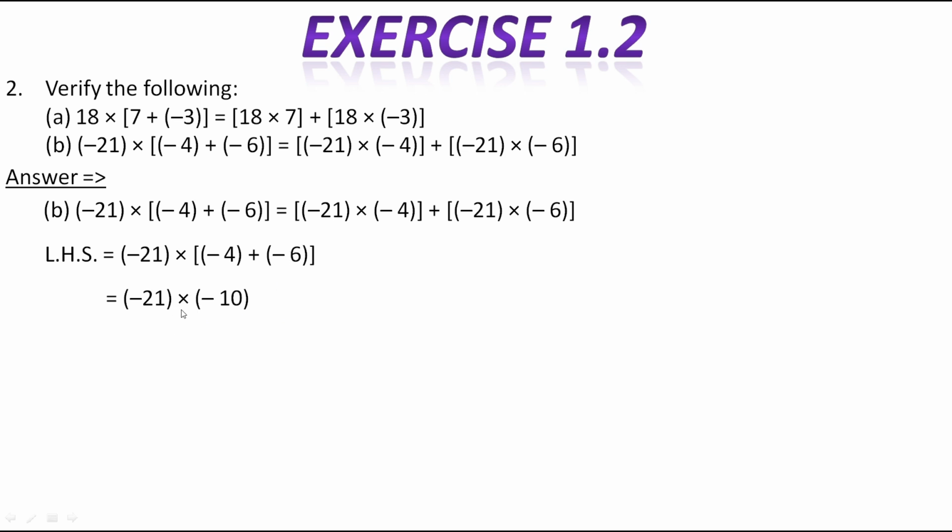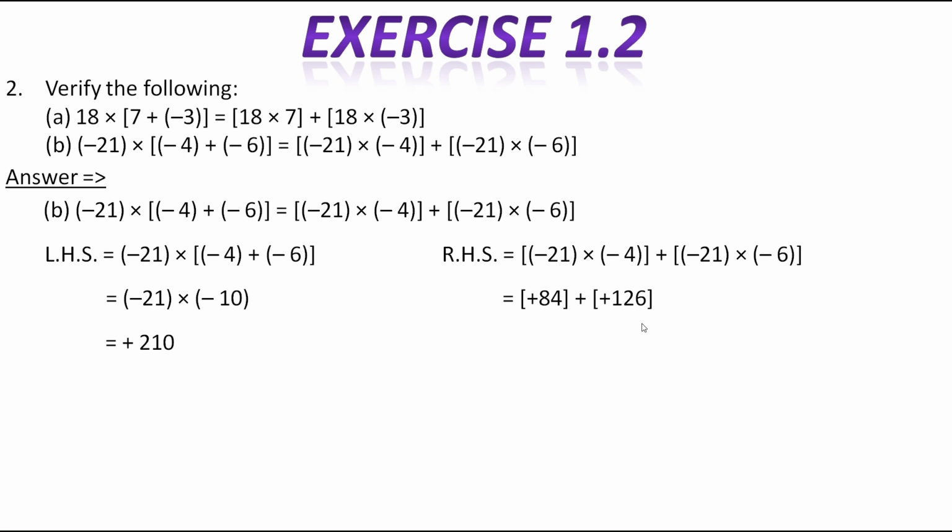Now in between we have a multiplication sign, so we have to multiply. 21 tens are 210 with plus sign because both of them have the same sign. Now let's solve the RHS part. First of all we will solve the brackets. Here in between we have a multiplication sign, so 21 fours are 84 with plus sign because both of them have the same sign. Now in this bracket again we have the multiplication sign, so 21 sixes are 126 with plus sign because both of them have the same sign.